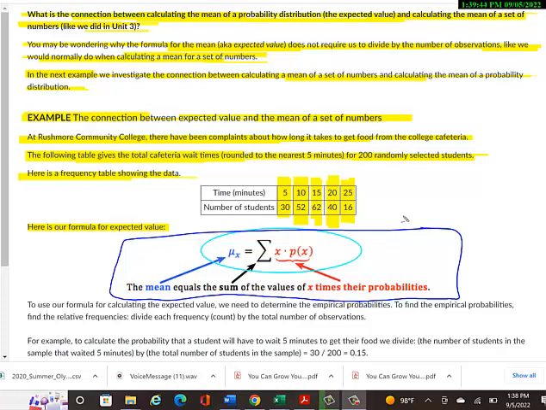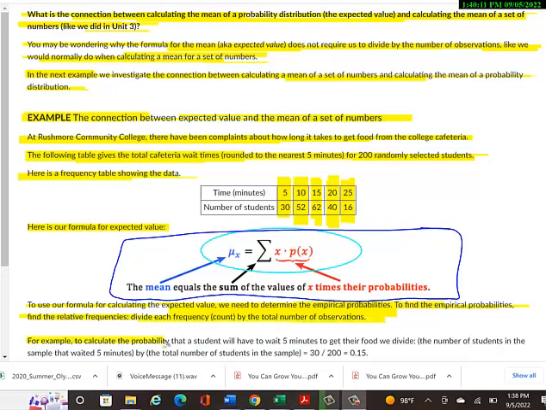The mean equals the sum, which means to add them together, the sum of the values of x times the probabilities. And this is only for quantitative variables, not for qualitative variables. So to use our formula for calculating the expected value, we need to determine the empirical probabilities. To find the empirical probabilities, find the relative frequencies, which is the number of times each one occurs, and divide each frequency, or the count, by the total number of observations.